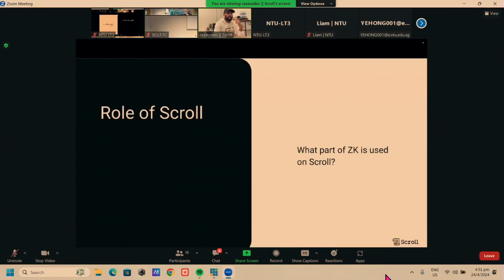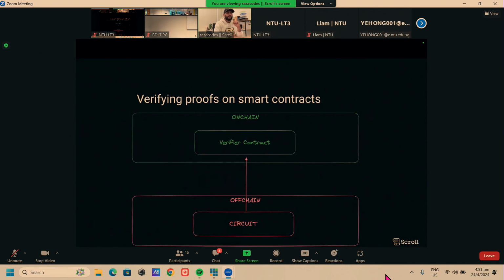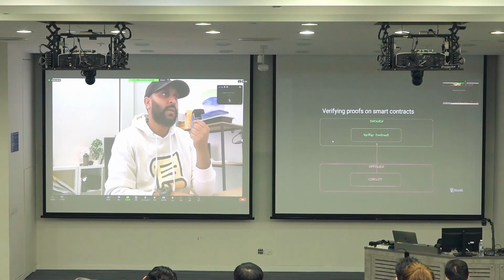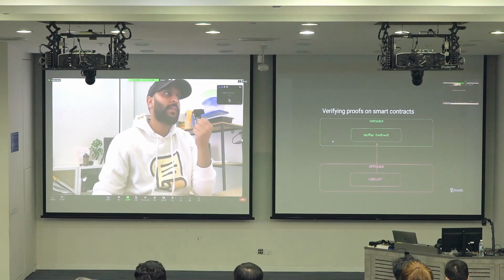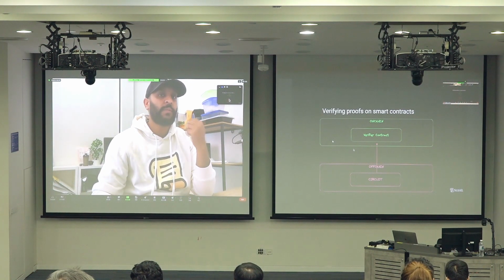And so, real quick, what's the role of Scroll? What part of ZK is used on Scroll? And I'll tell why it is important. It might go left and right, but it'll make sense in a bit. So when you look at chains, very, very simply put, in ZK, this is an extreme simplification of how zero knowledge on an application level is used.